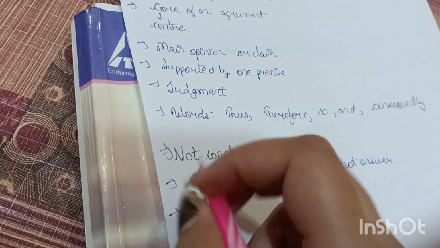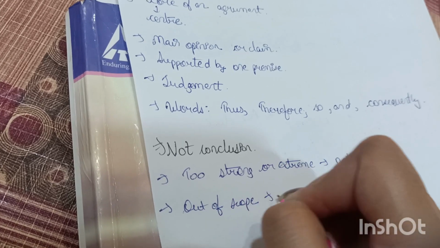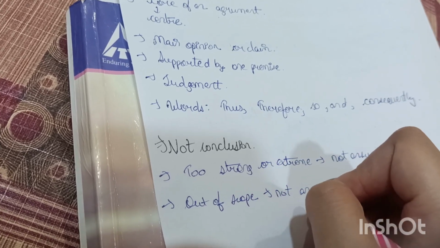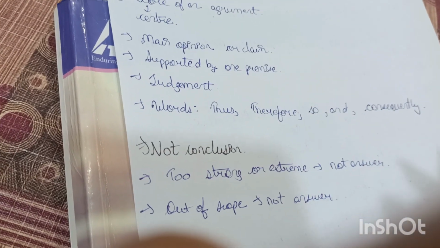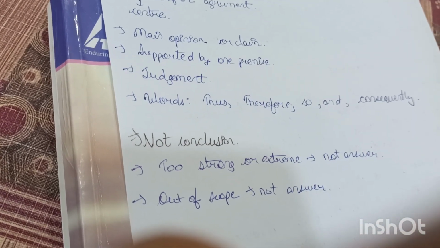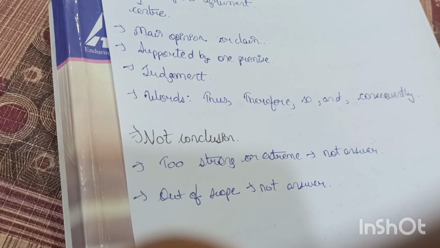The next statement is out of scope. So you can see that this is also not the answer. So you can see that if the passage is telling something else and the option that has been given is something else, so that will not be the conclusion of the passage.